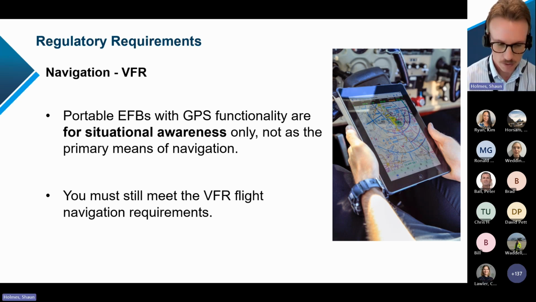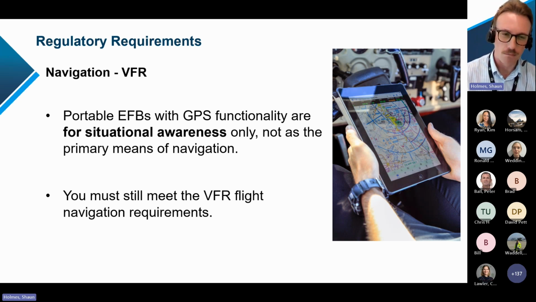Now that we have just discussed when can I and how do I go about using my EFB, once we're going to use the EFB, what regulatory requirements must we meet when we're actually using it? So the first one I want to talk about is meeting your navigation requirements for a VFR flight. So unfortunately, the EFB that has GPS capability cannot be used as a primary means of navigation. It doesn't meet the requirements for navigation equipment that's detailed in the Part 91 Manual of Standards in Chapter 26.